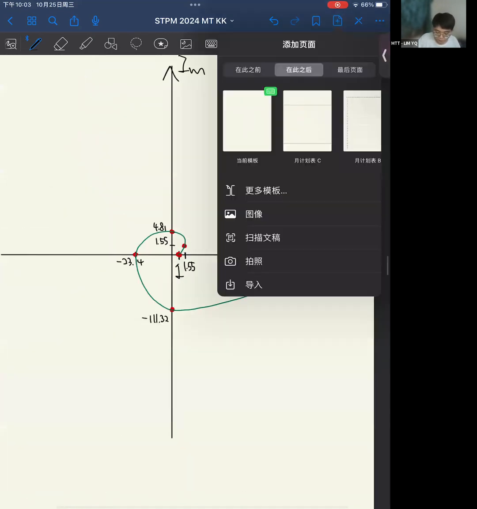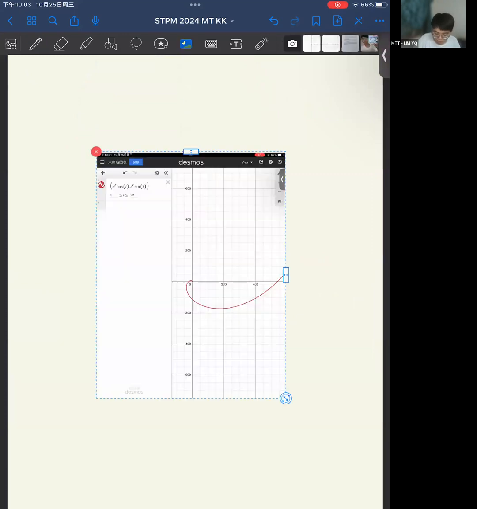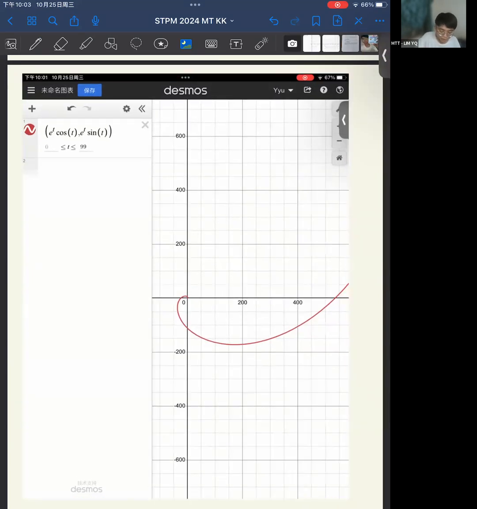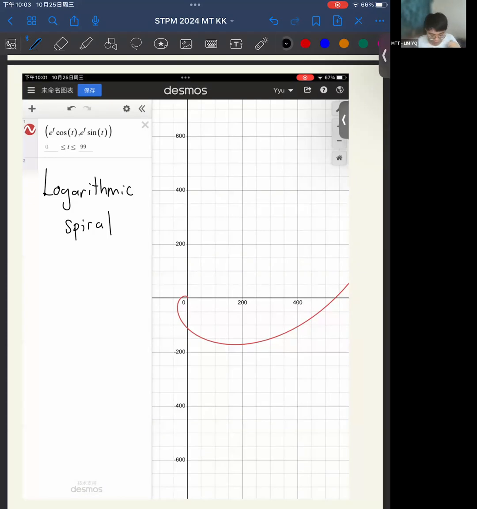For this one, I will give you the name of this curve also. It is not in the syllabus, but you can search it in Wikipedia. This type of curve is called a logarithmic spiral. Meaning that it grows in a logarithmic pattern. And spiral, do you know what is spiral? Something like this. This is the name of it.